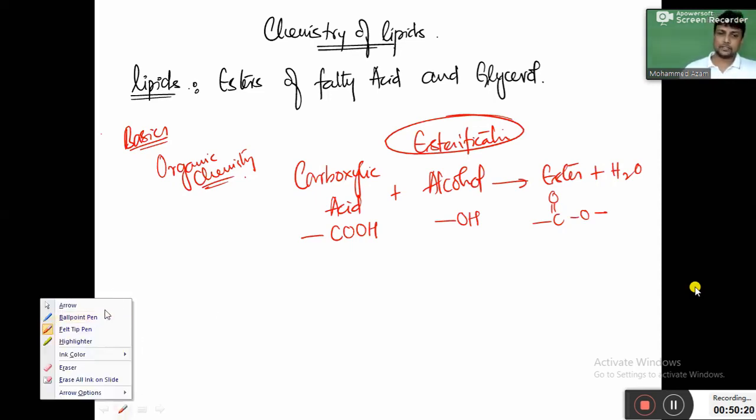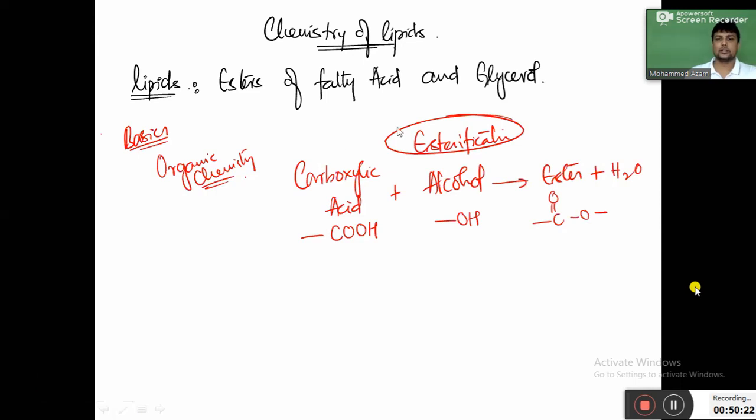This is one basic principle of chemistry: carboxylic acid reacts with alcohol, and whenever these two react with each other, it leads to the formation of an ester. The carboxylic acid formula is COOH, the alcohol formula is OH. When they react, an ester is formed.